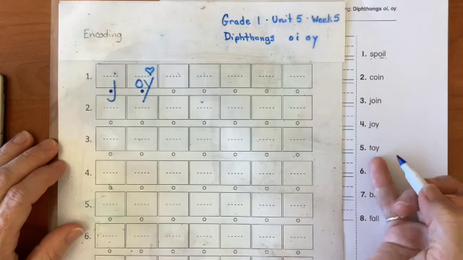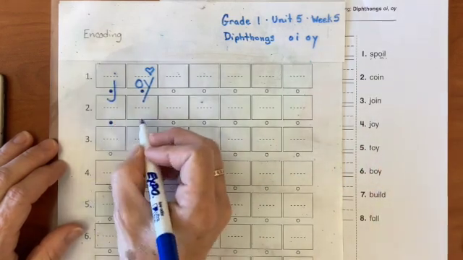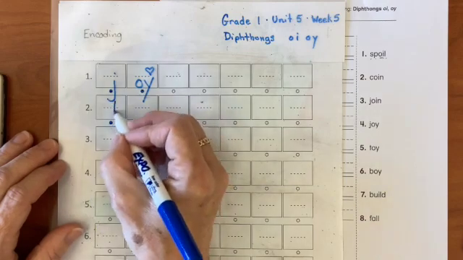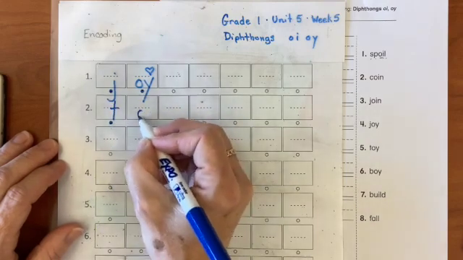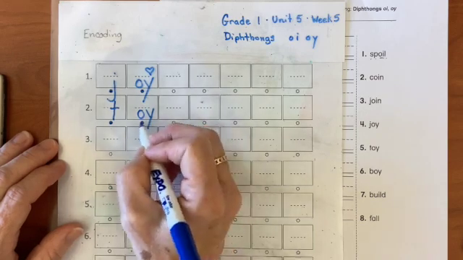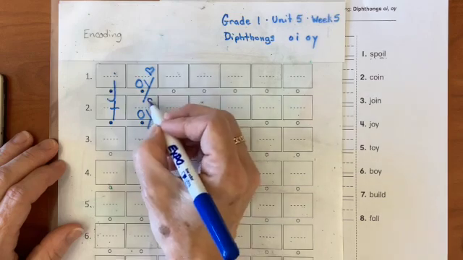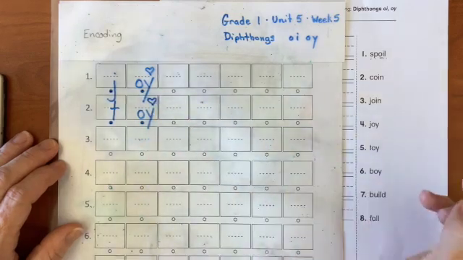The next word is toy. T, oi. I always map it out and then I write it. T, oi. Hear how it sounds like it's going to have 2 different phonemes, but we're going to put those on the same box together. So that's going to get a heart right there, toy.